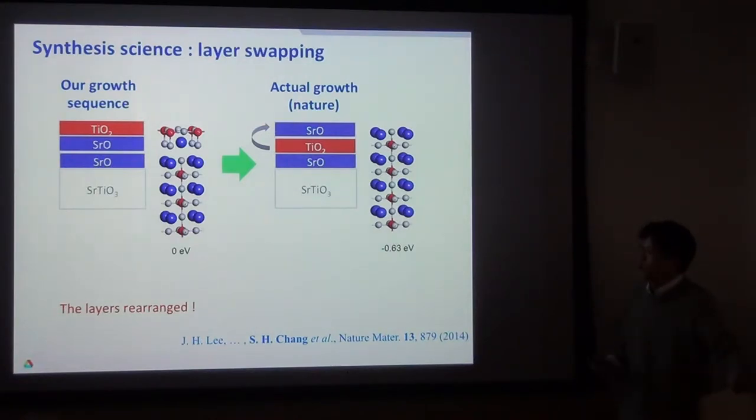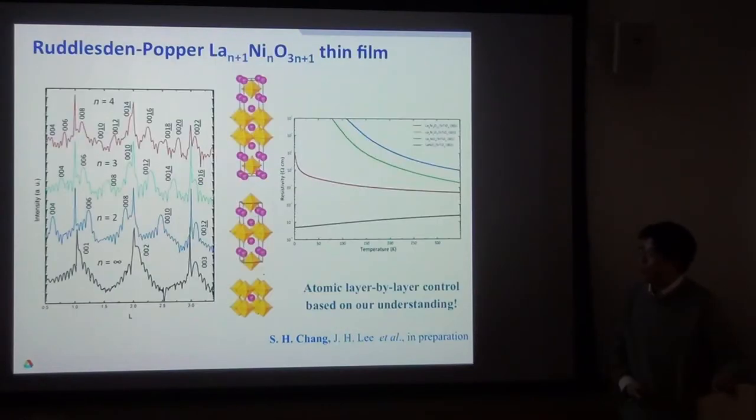Why? By using DFT calculation with a collaborator, this energy configuration is lower than this energy configuration. So layer swapping, or layer rearrangement, is natural. Then how do we solve this problem for the layered structure? We need an additional layer. If you want to deposit two SrO, then we have to deposit one more, so we deposit three SrO. Then we can solve the problem. This is our recipe, and this is our example.